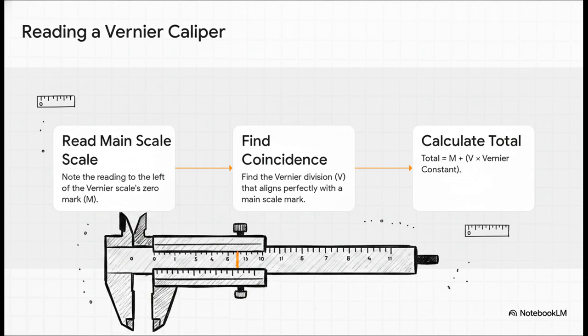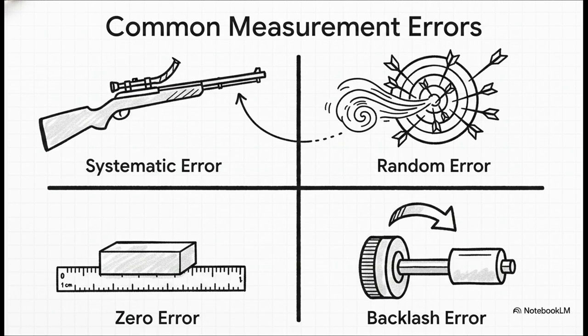That's your coincidence. And finally, step 3, you just add that little decimal value to your main reading. That's all there is to it. It's a brilliant way to get an incredibly precise measurement. But let's be real, no measurement is ever perfect. You're always going to have errors.